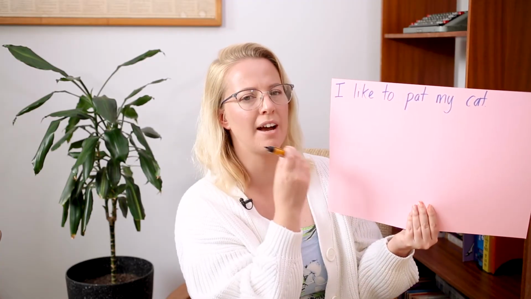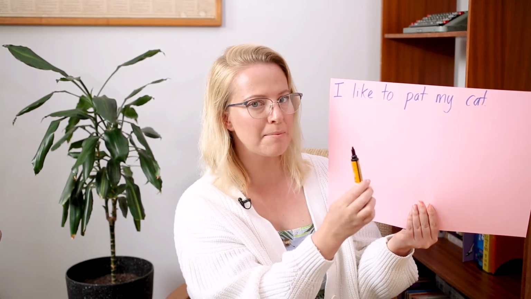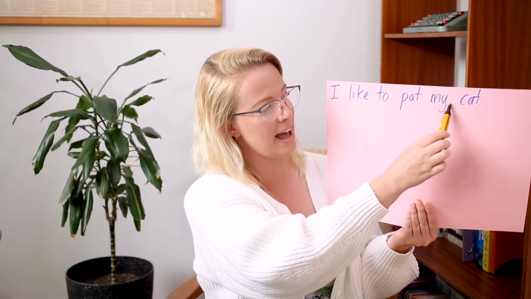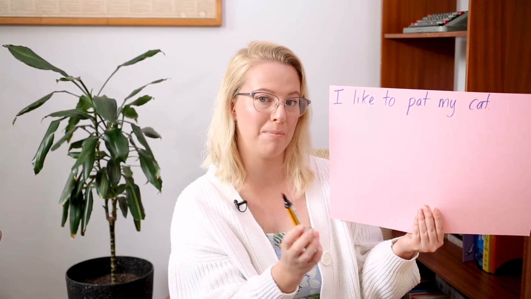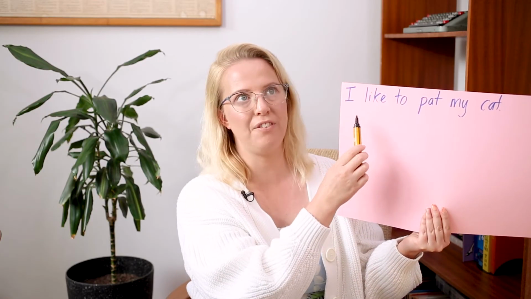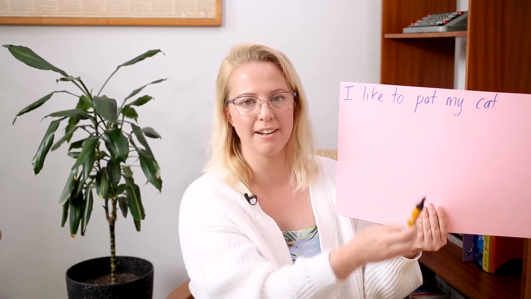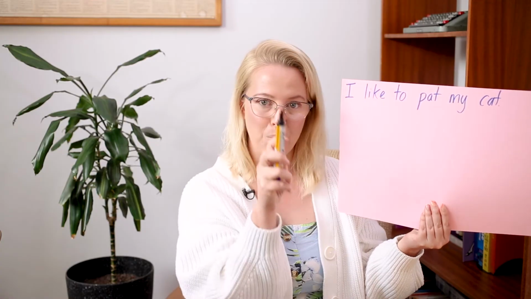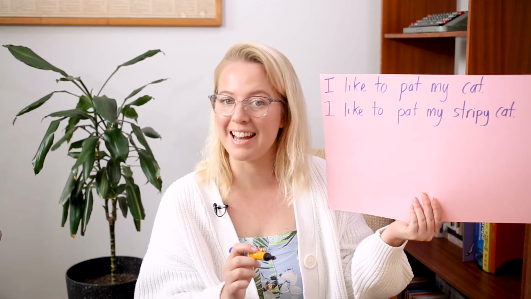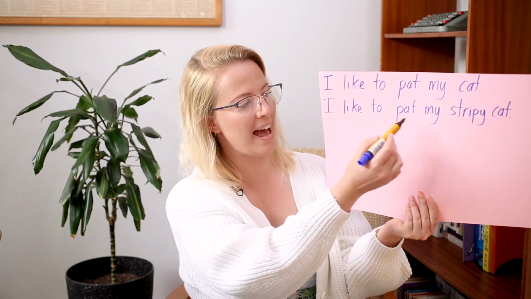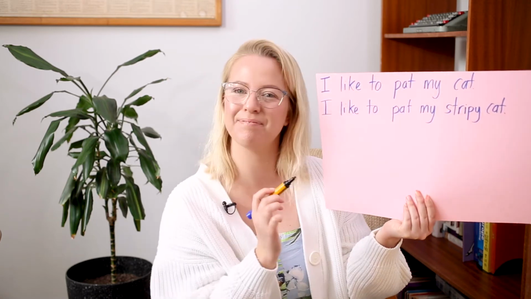So I think the most fitting place to put the adjective is right here in front of cat, because I'm describing the cat. It wouldn't make sense if I wrote, I, fluffy, like to pet my cat. It doesn't make sense at all. So I'm going to write the sentence again with my adjective. All right, now you can see where I've included my adjective. I like to pet my stripy cat.